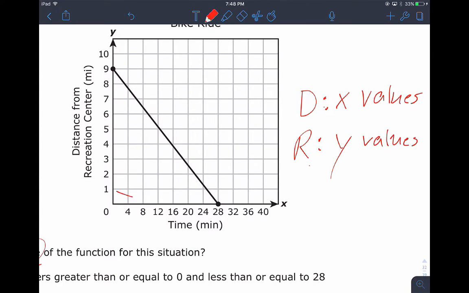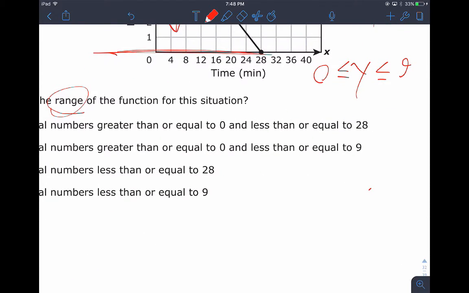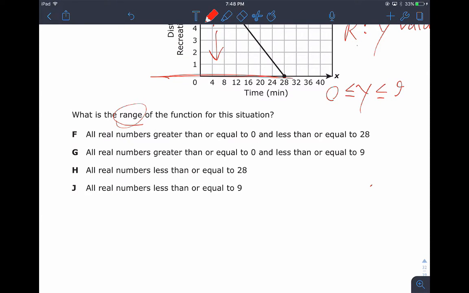All right, x is going along the x-axis, so your y's are going up and down. For range, you're seeing how high you go and then how far down you go. So it looks like our y values are between 0 and 9. The way we write that with inequalities is y is less than or equal to 9, but greater than or equal to 0. So I'm trying to find an answer choice that matches that. It looks like G right here.